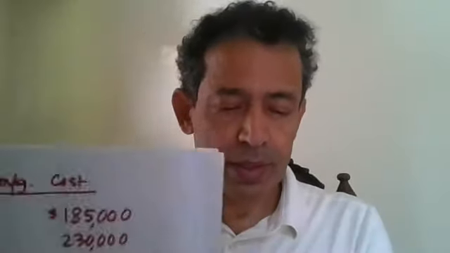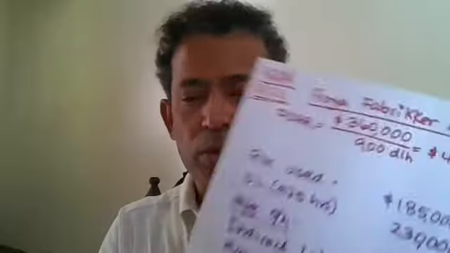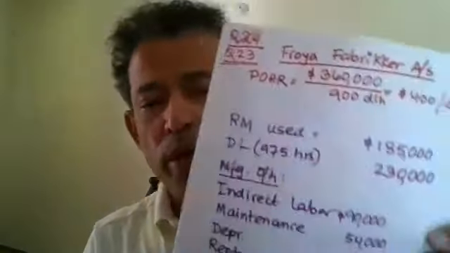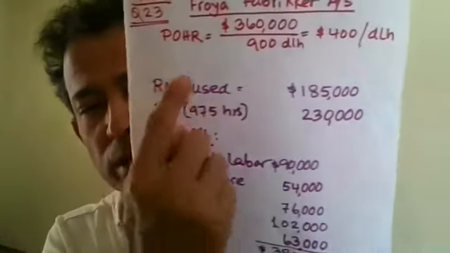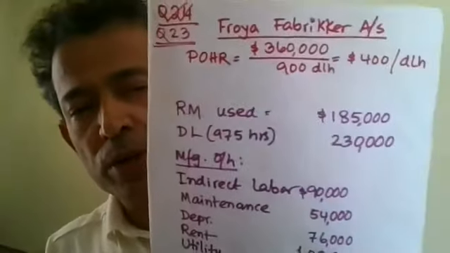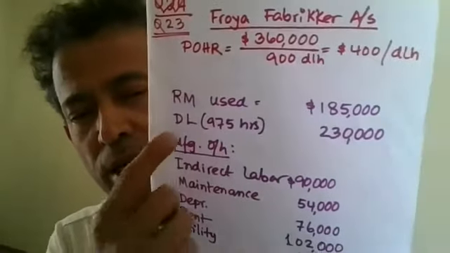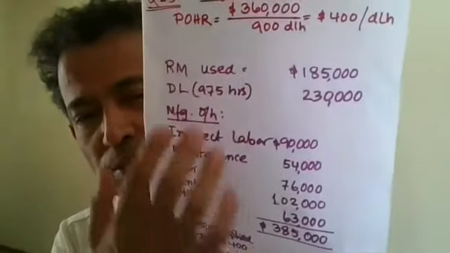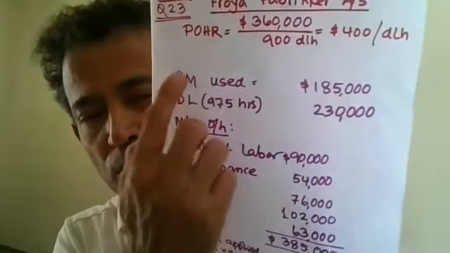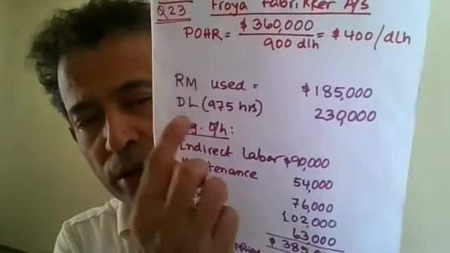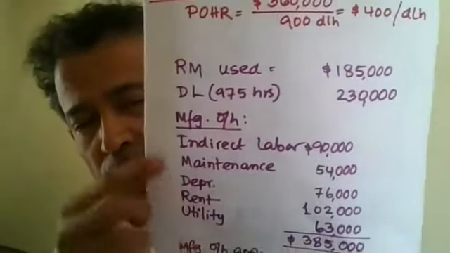And I said you skip number 2, now prepare a schedule of cost of goods manufactured. So let's come back here. I wanted to show you a little bit of this because this was my working. You can see initially we calculated the predetermined overhead rate, which was $400 per DLH. Then I wanted to calculate the 3 elements of cost. So raw materials used was $185, direct labor used was $230,000, and the manufacturing overhead.